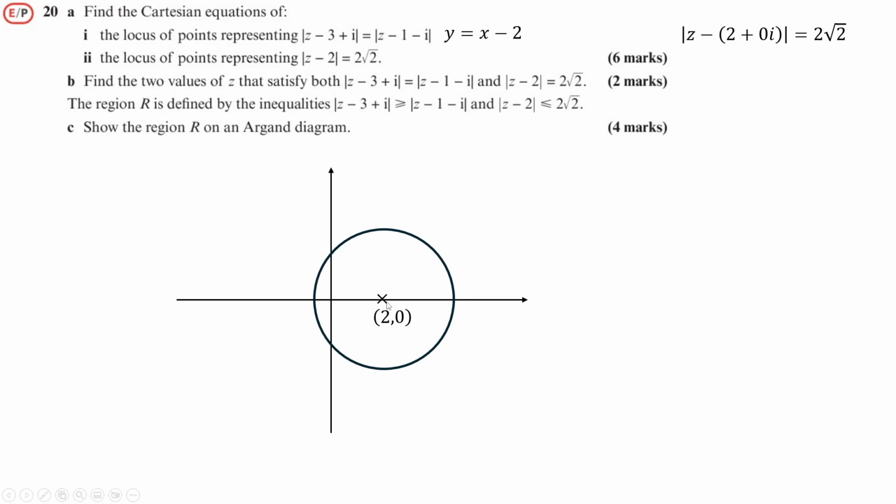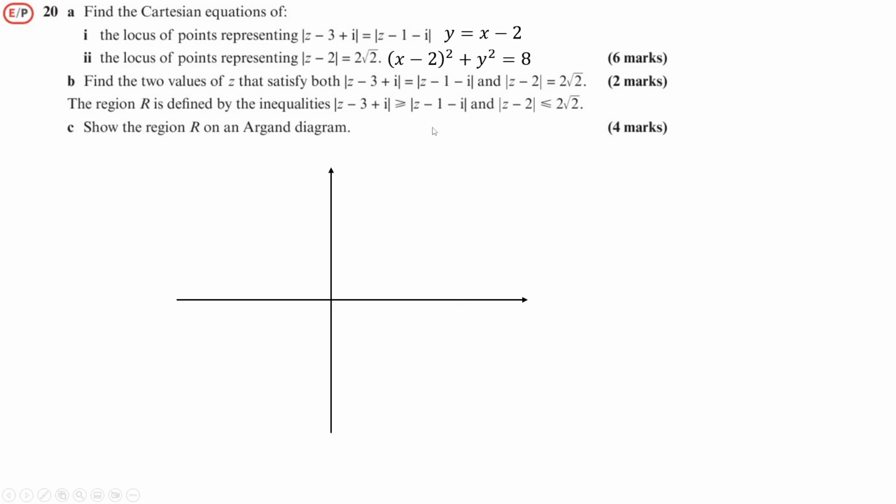And it's centered at 2, 0, so its Cartesian equation is just x minus 2 all squared plus y squared equals whatever r squared is, so 2 times 2 is 4, times root 2 squared, which is 8. So that's that. Find the 2 values of z that satisfy both this and this. Let's just draw them back on.